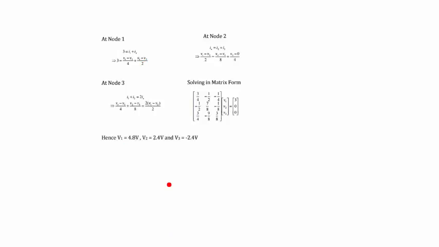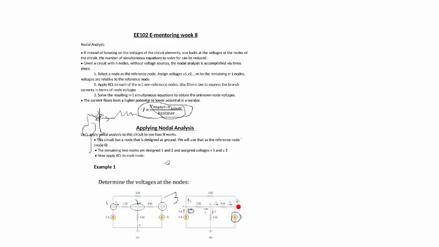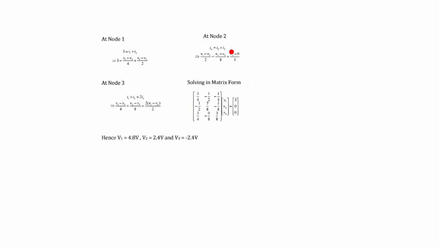If we look at node 2 now, the equation is Ix is equal to I2 plus I3. If you follow the same principle, Ix will be V1 minus V2 over 2, I2 is V2 minus V3 upon 8, and I3 is V2 minus 0 upon 4. Now why 0? Because I3 is going from V2 to ground. So that's why it's V2 minus 0 upon 4.